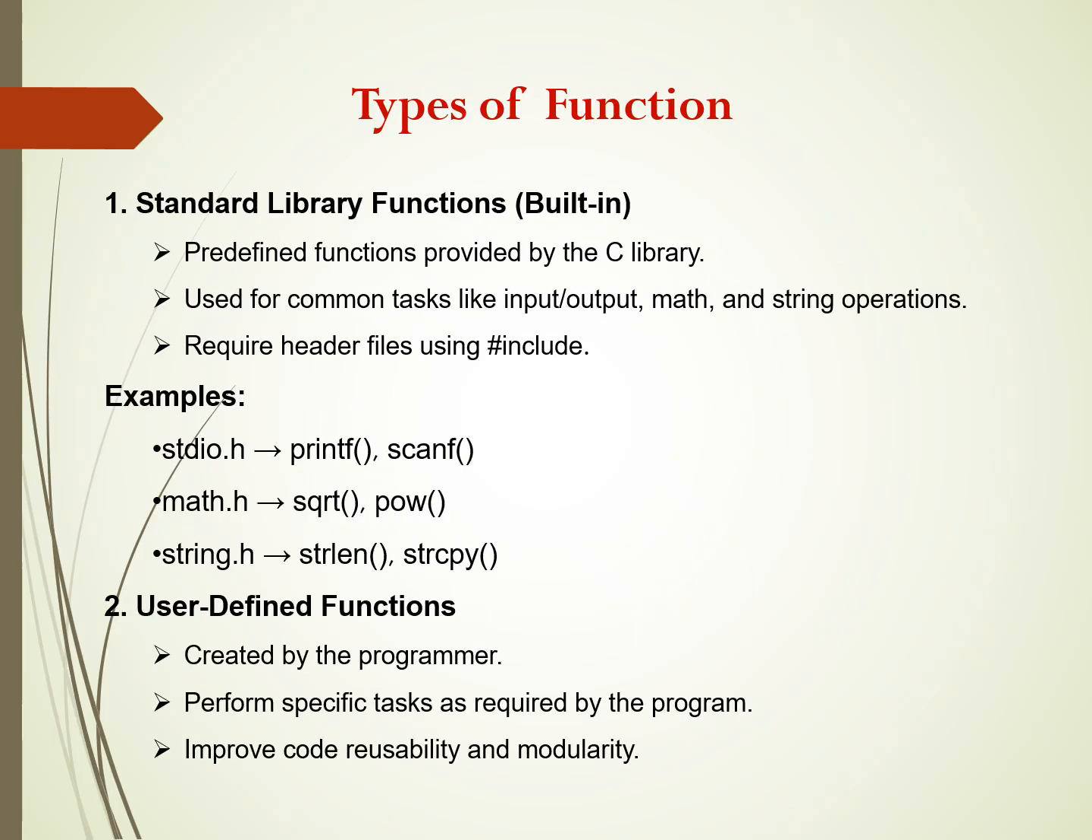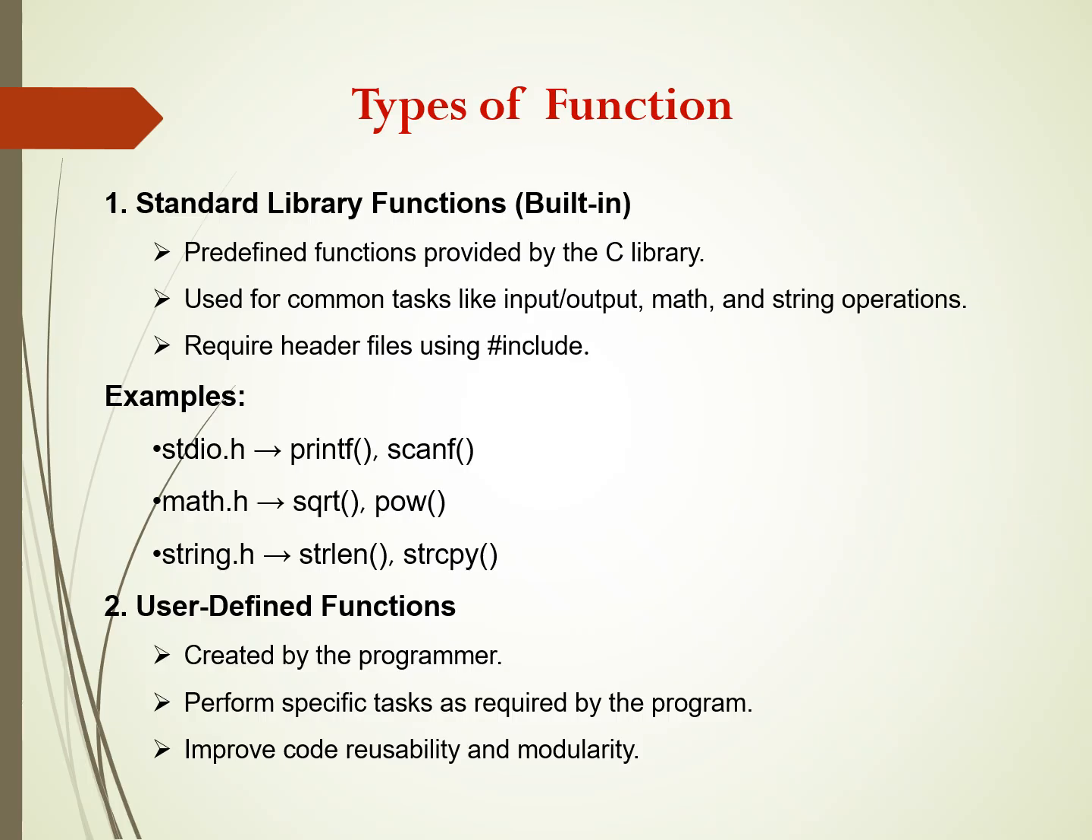Now, let's discuss the types of functions in C programming. Functions in C are mainly divided into two types, standard library functions and user-defined functions. Let's begin with standard library functions. It is also called a built-in function.